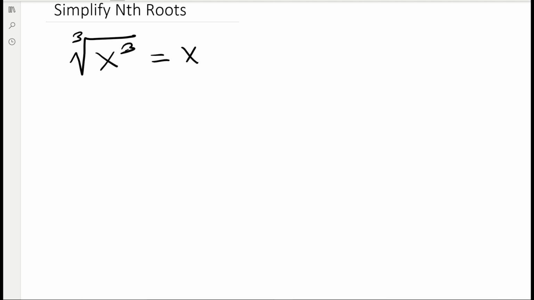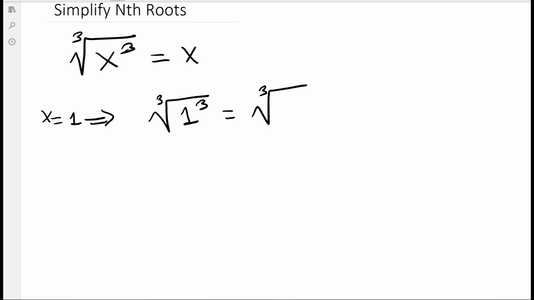But when will this not be the case? Well, we'll show you first why this is true. Let's plug in a number for x. Let's say x is equal to 1. And we plug that in. Then we have the cube root of 1 to the third power. What's 1 to the third power? Well, 1 to the third power is 1. And a number that you can multiply by itself 3 times to get 1 is simply 1, because 1 times 1 times 1 is 1. So this is going to be 1. And notice that 1 is equal to x, because x was 1. So this works out.